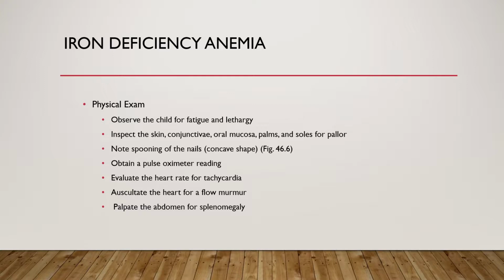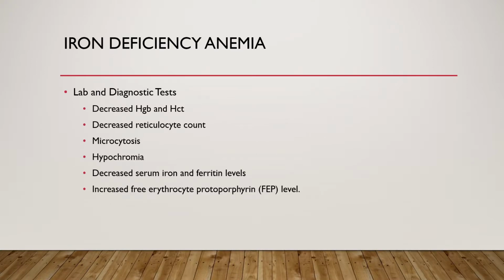Get an oximeter reading. See what their pulse ox reading is. Are their SATs 95 or are they lower? Is there a rapid heart rate? Because that's the heart rate trying to compensate for the low hemoglobin. Same way with the heart murmur. And check the tummy for splenomegaly. The spleen will enlarge because it's trying to compensate again.